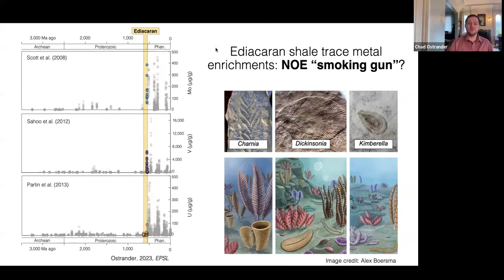So right after the Gaskiers glaciation, about 580 million years ago or so, you have the Avalon assemblage. And so you have the rise of animals around this time. At least that's what the fossil record, if it's read directly, tells us.